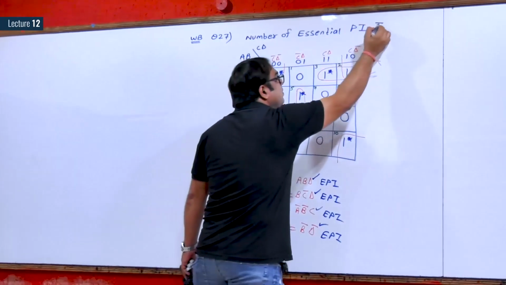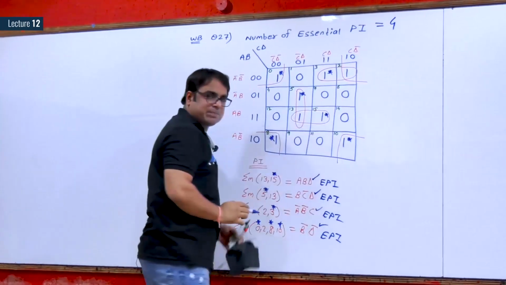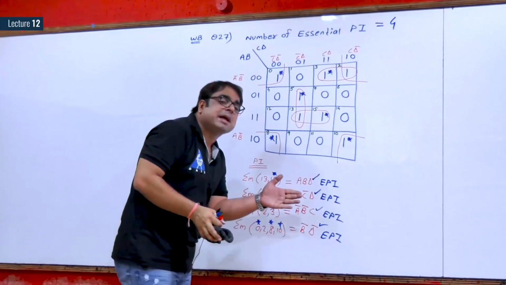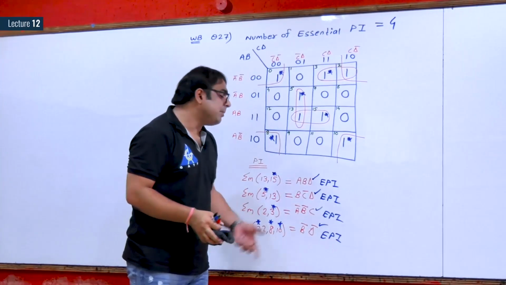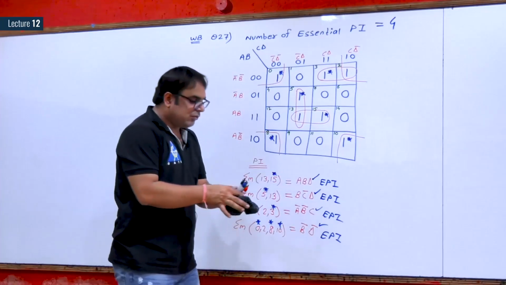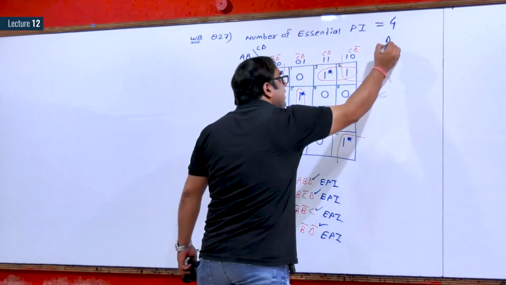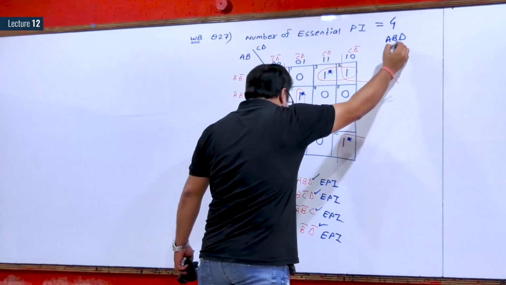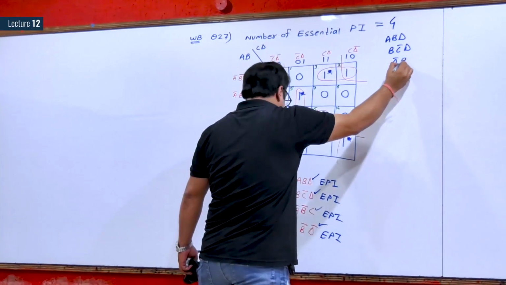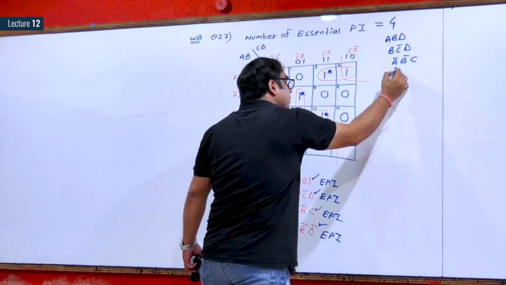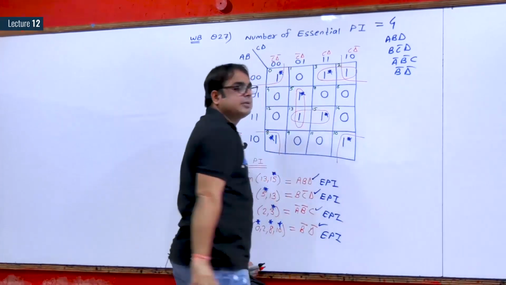The question was essential prime implicants, the answer is 4. If the question was prime implicants, then also the answer would have been 4. And which are the prime implicants we have listed down? A, B, D, B, C complement D, A complement B complement C, B complement D complement.